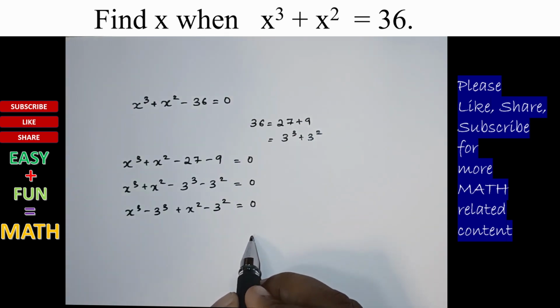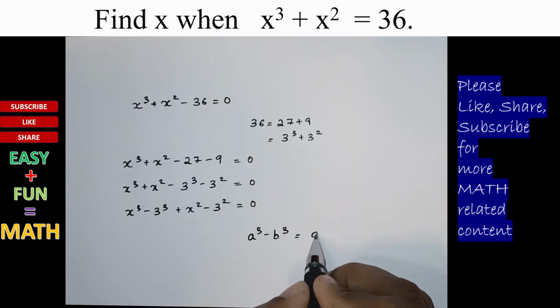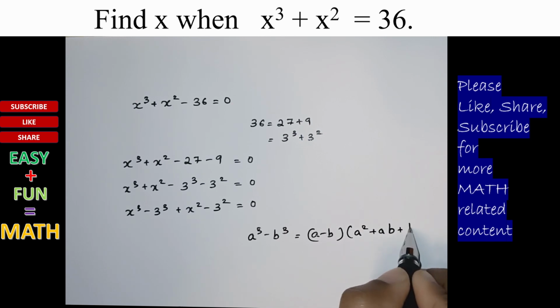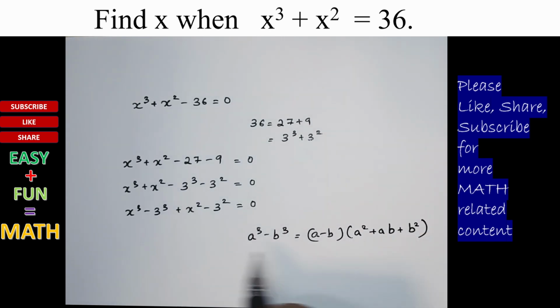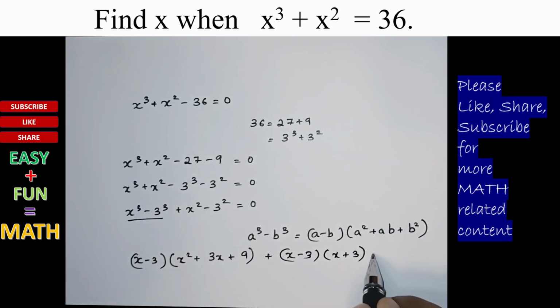a cube minus b cube is a minus b into a square plus ab plus b square. So x cube minus 3 cube becomes x minus 3 into x square plus 3x plus 9. And x square minus 3 square can be written as x minus 3 into x plus 3. So now we have x minus 3 common in both terms.